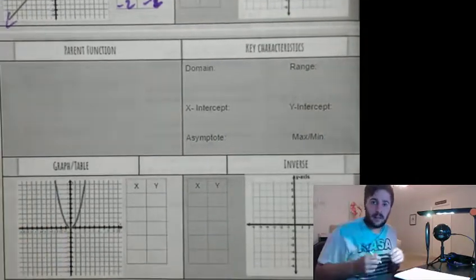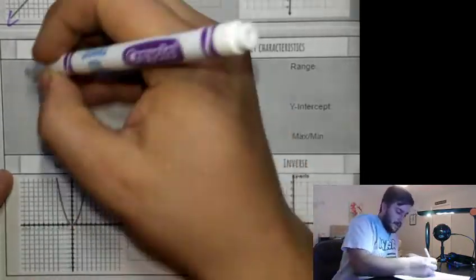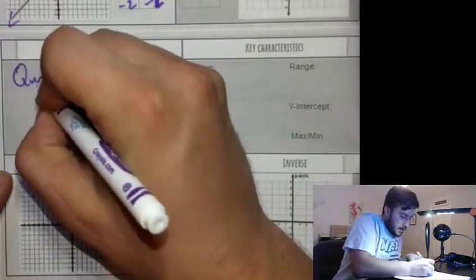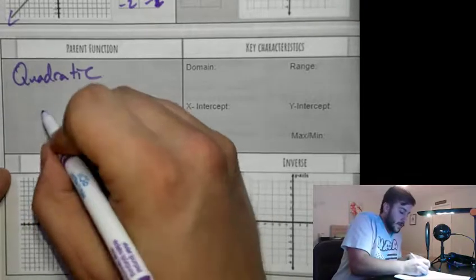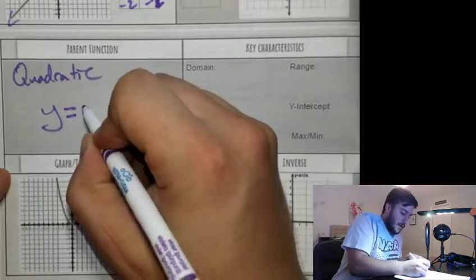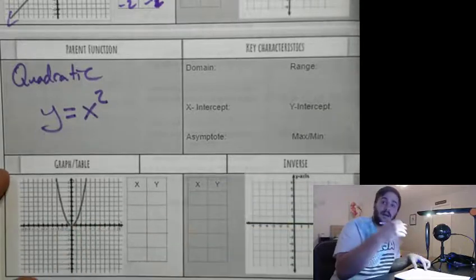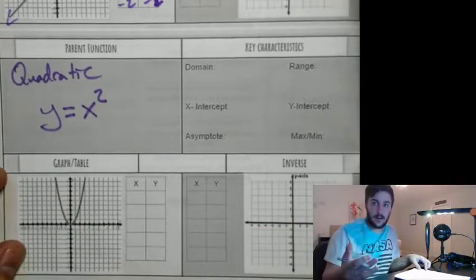All right, second parent function. This one should also be pretty familiar. Okay, this is a familiar shape, that familiar U shape. This is quadratic. It's a quadratic parent function. The equation for that one looks like y equals x squared. So instead of it just being y equals x, we got y equals x squared.